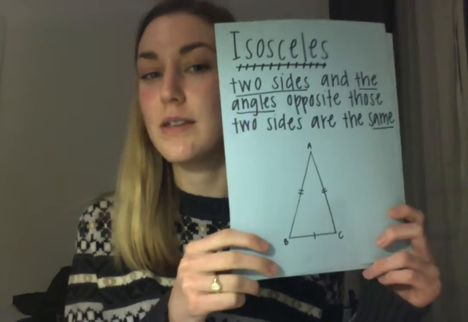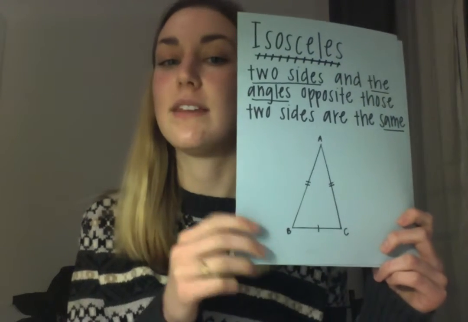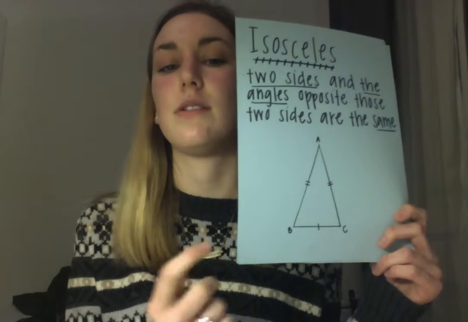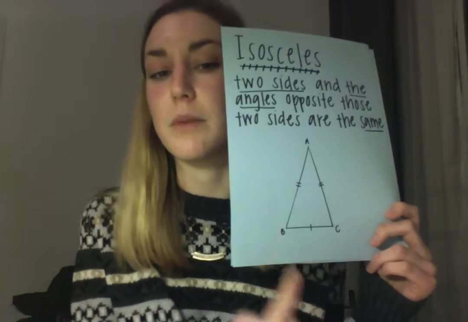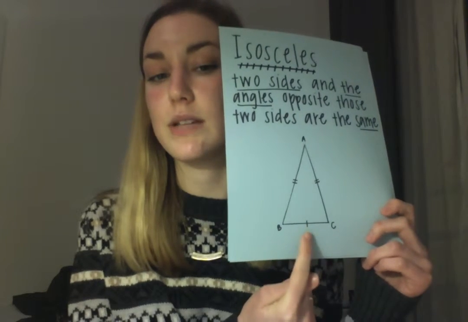Isosceles triangles means that two sides and the angles opposite of those two sides are the same. So here you see these two sides are the same. They both have 2 tick marks, whereas this one's different because it only has 1 tick mark.